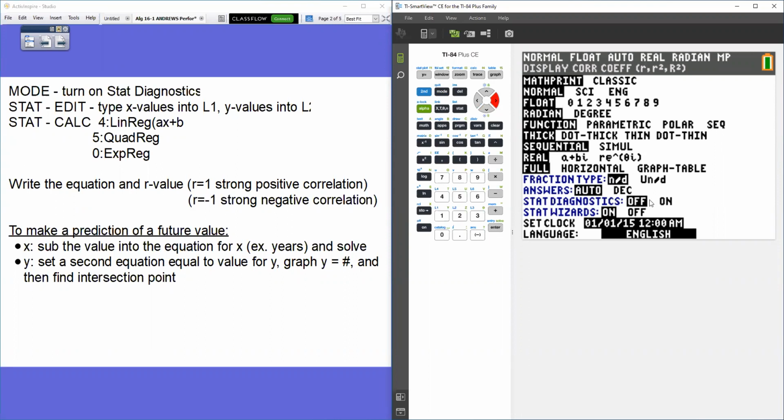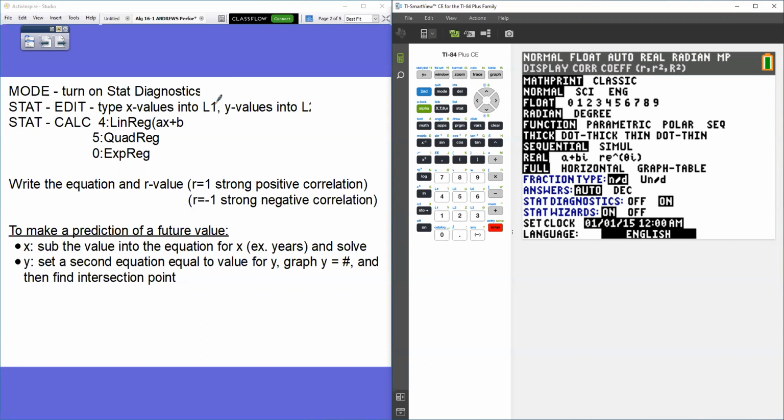So remember, you have to go all the way down here, tab over, hit enter. And now that black background should jump over to the on. Remember, if you reset your calculator for whatever reason, doing second plus 7 12, it will automatically turn the stat diagnostics off. So you always have to make sure that your stat diagnostics are on. Otherwise, it won't give you those R values and things like that.